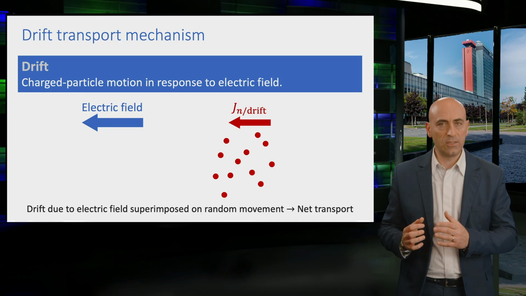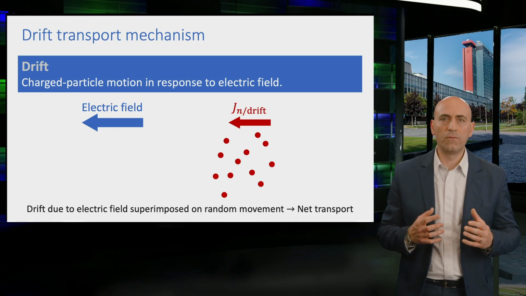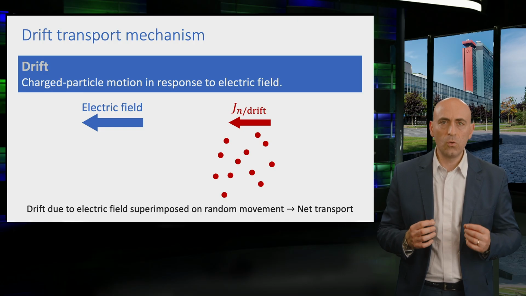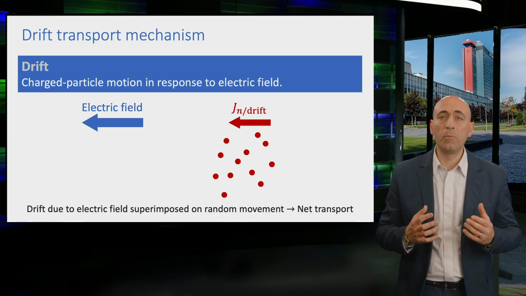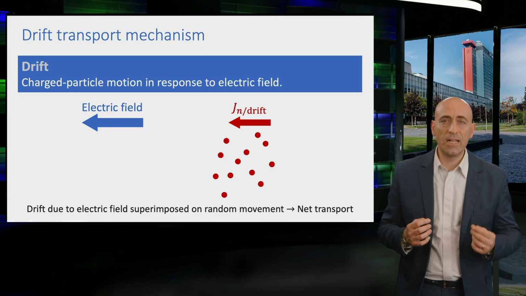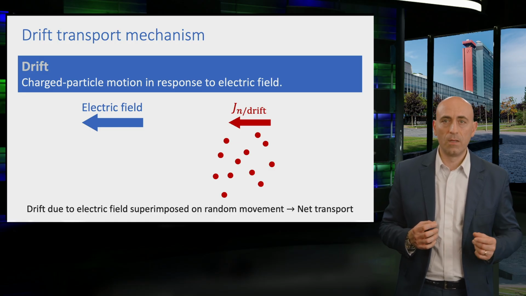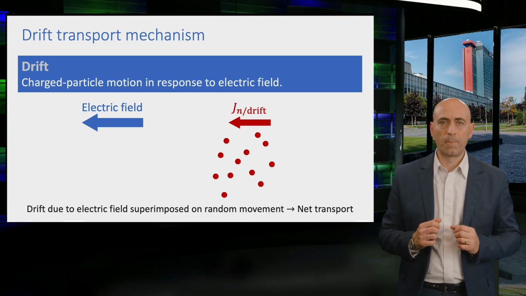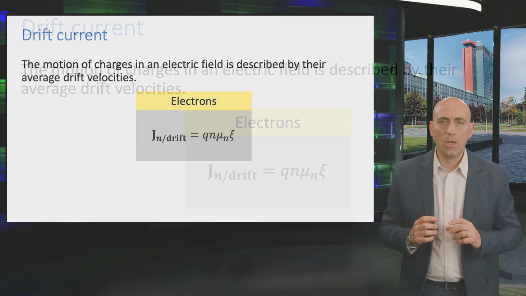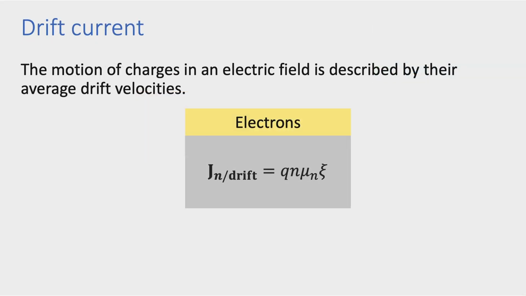Holes drift with the electric field, giving rise to a hole drift current density, Jp drift, that also points with the field. So, even though electrons and holes move in opposite directions, their associated current densities point in the same direction. Let's take a look at how to calculate these drift current densities. We will start with electrons. You can see the equation for the electron drift current density, Jn drift. It contains q, the elementary charge, n, the concentration of electrons, and the electric field.